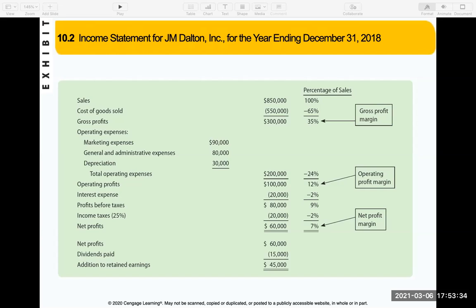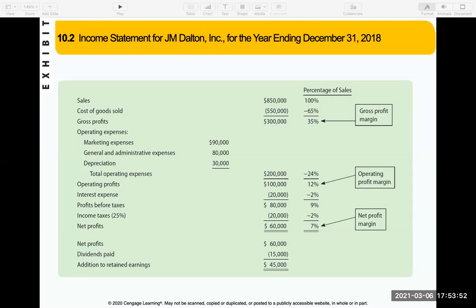So what they did was take the $300,000 subtracted by the $200,000, so the gross profit subtracted by the total operating expenses. Now we're at $100,000, which tells us that we have only about a 12% profit margin now, and the profit margin is getting lower and lower, as you can see.